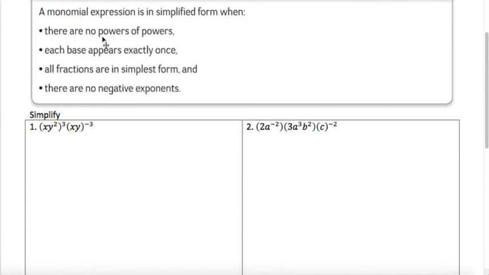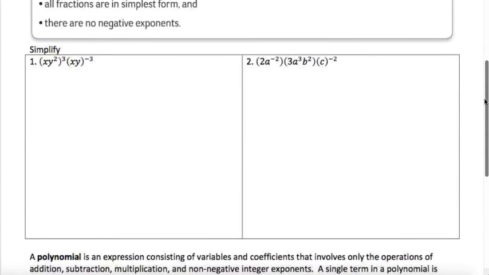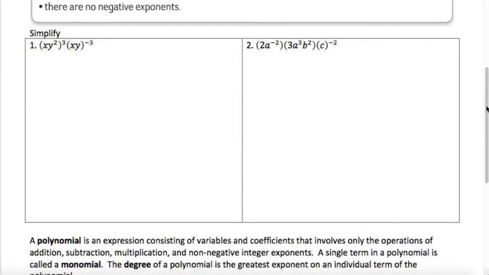You can't have exponents on top of other exponents. Every base or variable only appears once. Fractions are simplified, and there are no negative exponents. So we'll use the laws of exponents that we worked on in class today.